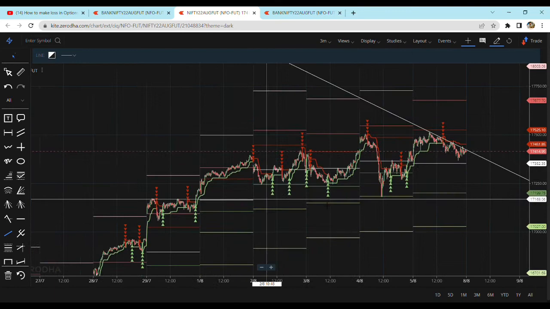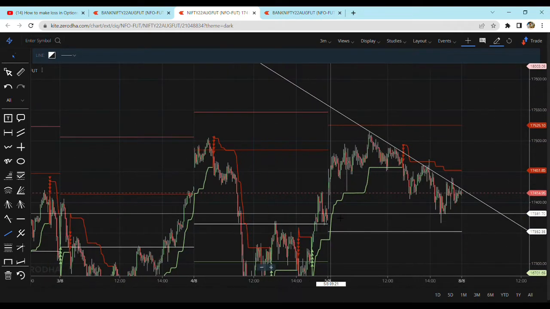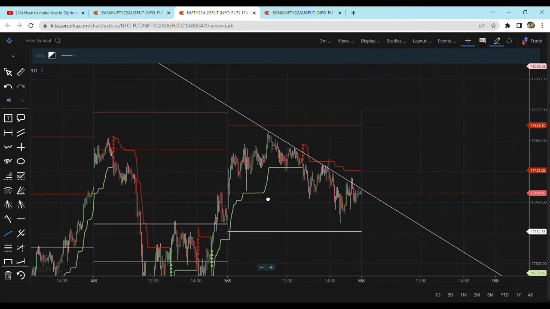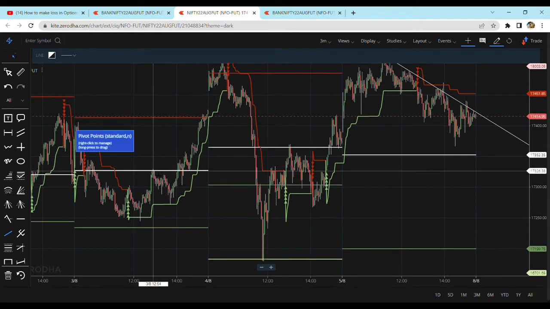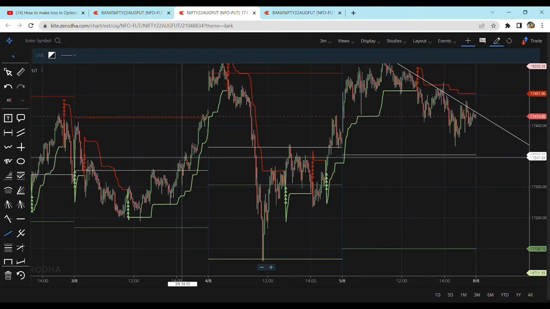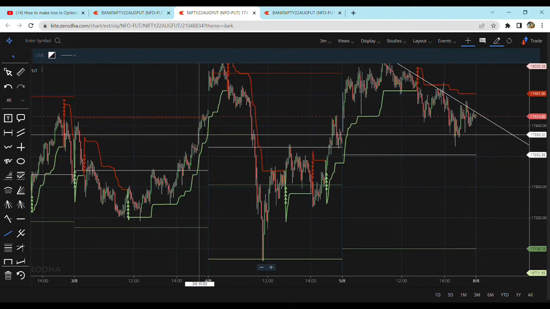For example, if you see an uptrend movement, how the market goes, it doesn't just go up in one line. It goes up, makes a low, and then again makes higher highs, down, higher highs, down, higher highs, down.